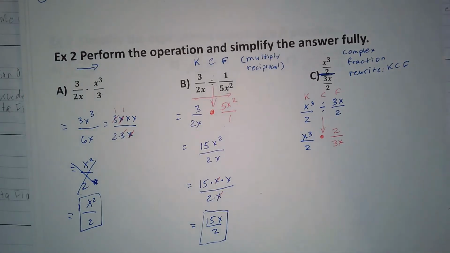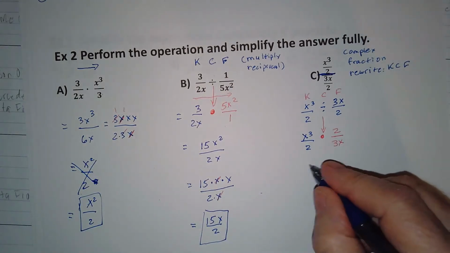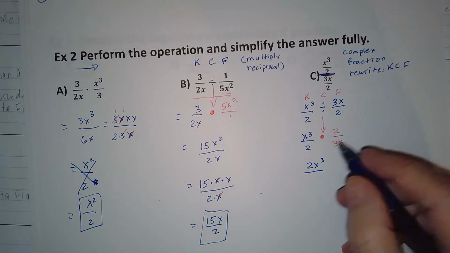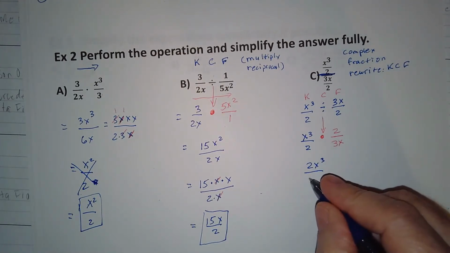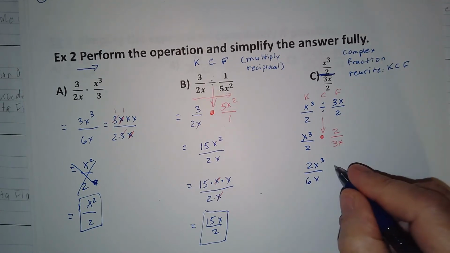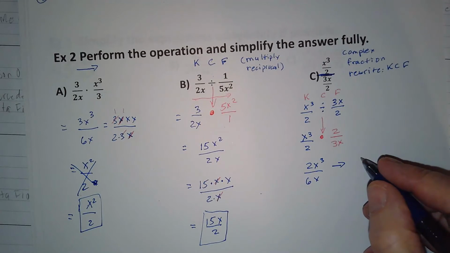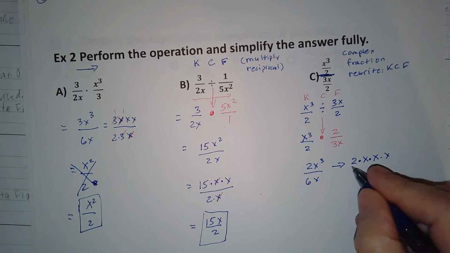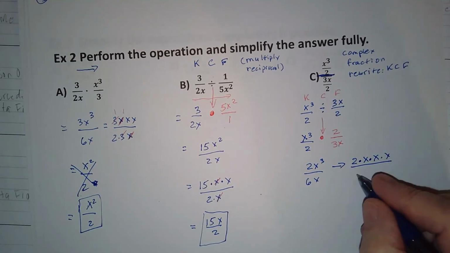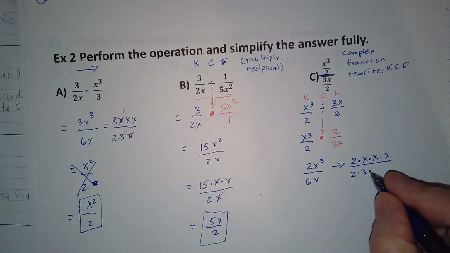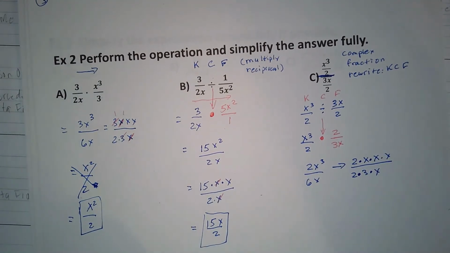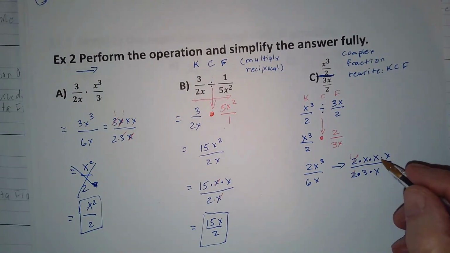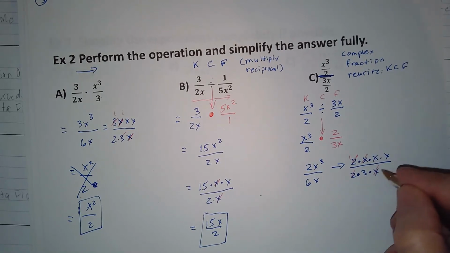So let's use 2x cubed divided by, let's see, 2 times 3 is 6x, right? And that factors into 2 times x times x times x divided by 2 times 3 times x, right? So again, we can factor out the 2. 2 divided by 2 is 1. And we have an x divided by x, that's another 1.